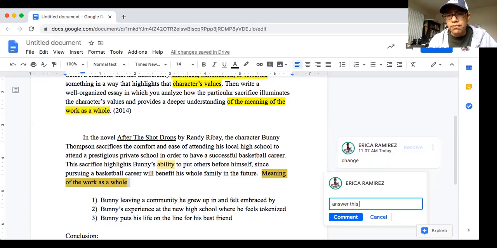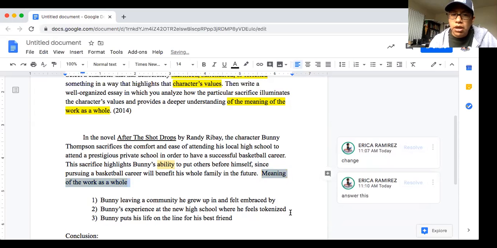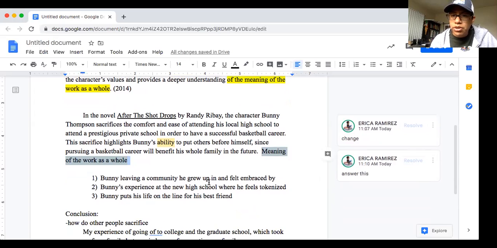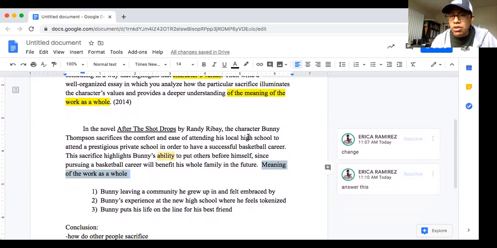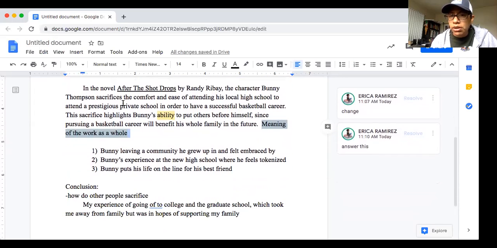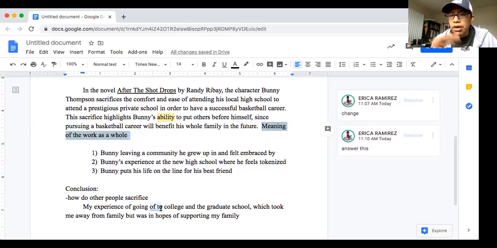Okay, I have what I think is pretty strong evidence of the sacrifices that the character makes. Of course, in each one of those, I have to connect back to how that shows the character's values, and therefore how it is giving meaning to the work as a whole. My conclusion will be a restatement of my thesis, but then I might try to connect it to my own experience to show how it shows character value.